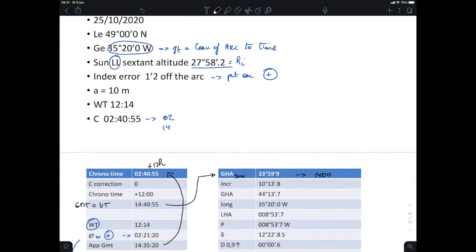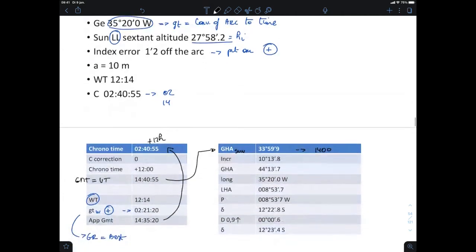We need to add increments for our additional 40 minutes 55. These increments correspond with the value that you see here. Increments are always to be added, so we get a total GHA of the sun of 44 degrees 13.7. But we want to transform this into our LHA, because that is what we will need in the X-Meridian tables. So we are in the west. This means that Greenwich is west, so we have to, in this case, subtract our longitude of 35 degrees 20, and this gives us an LHA, a local hour angle, of 8 degrees 53.7.